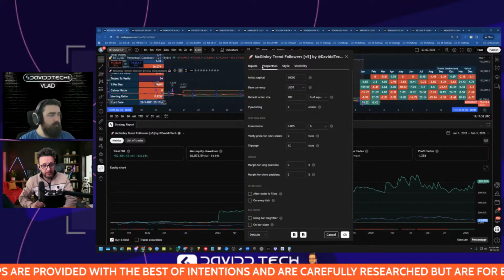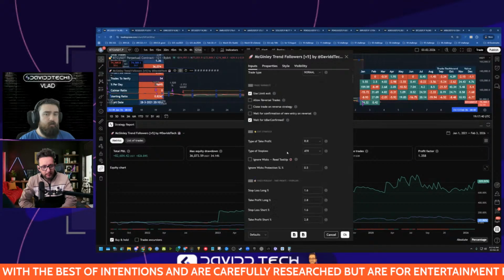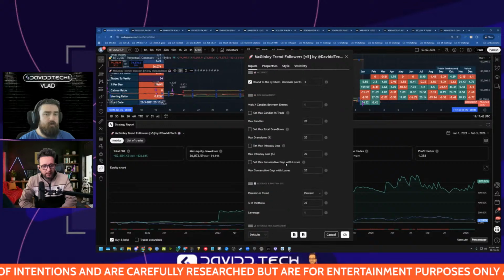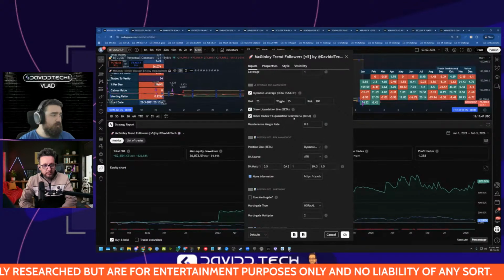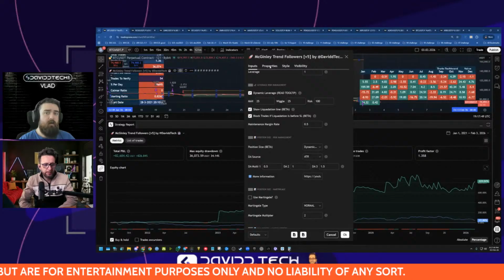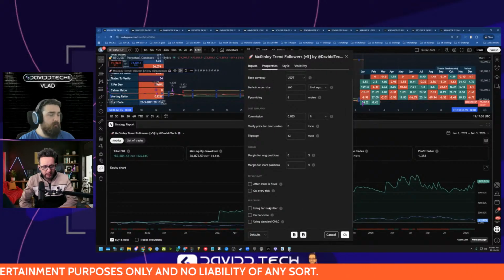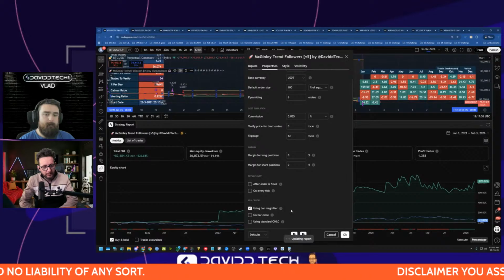So I believe a good fix for that would be, one, to use the security function that we have, the block trades if liquidation is before the stop loss. That could help. And the second one would be the magnifier. Yes, check it on and see what happens with the magnifier. See if it makes any difference.